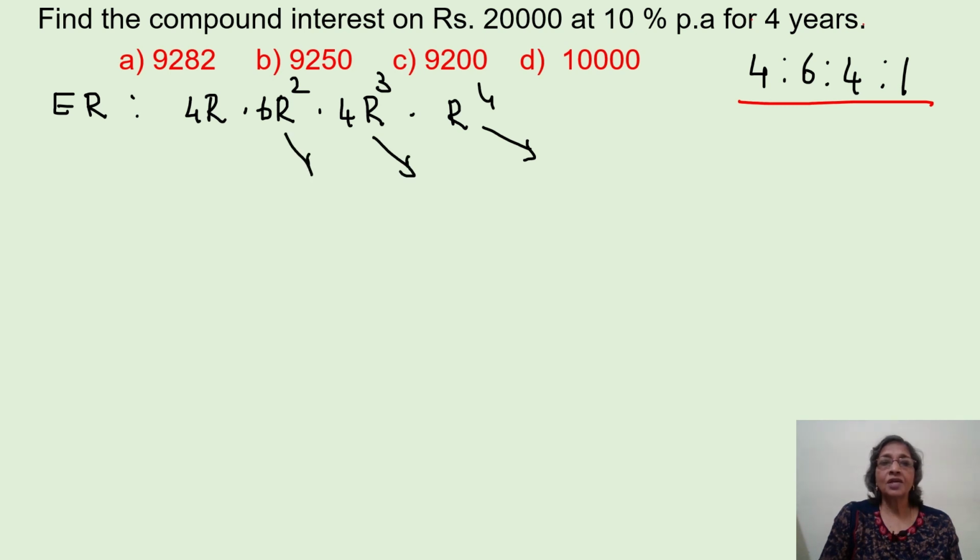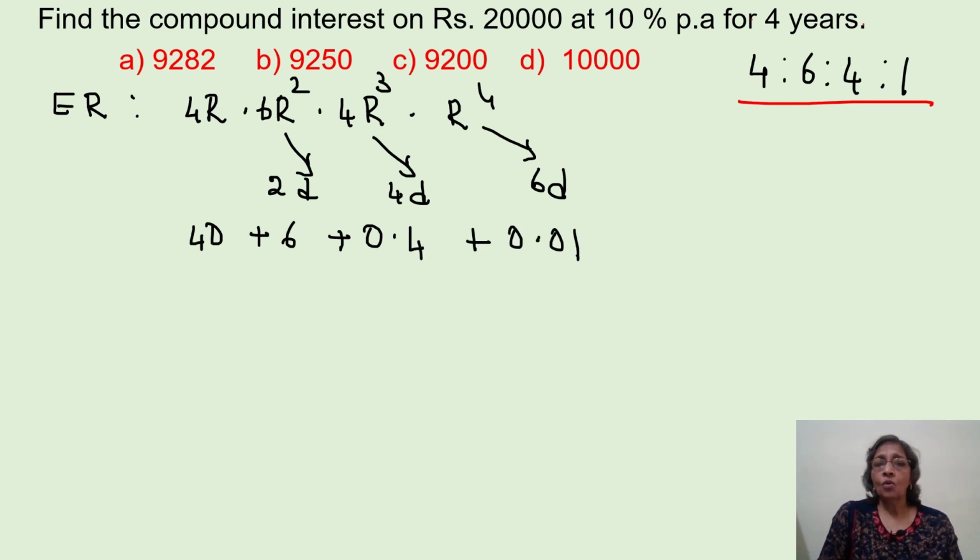Now remember, how many decimals for each of these? This is 2 decimals, this is 4 decimals, and this is 6 decimals. You have to be careful with this. The rate is given as 10, so this would be 40. Now r square would be 100, so this would be plus 6 plus 4 into r cube. So this would be 0.4 and this would be 0.01. So the effective rate that you get is 46.41.